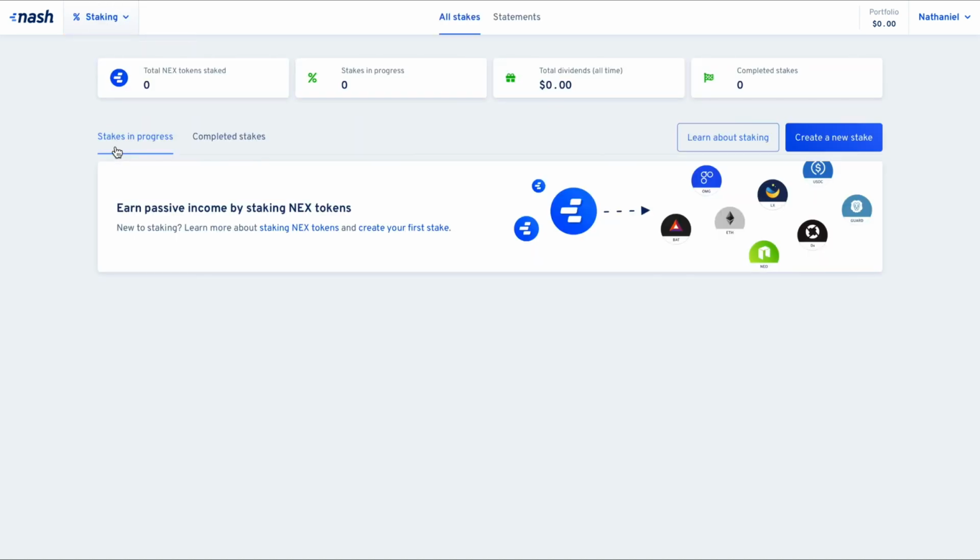This is the staking section of the platform. If you own Nash's security token NEX, you can stake your NEX tokens and receive dividends back. This section is broken down into stakes that are in progress, completed stakes, and dividend statements.